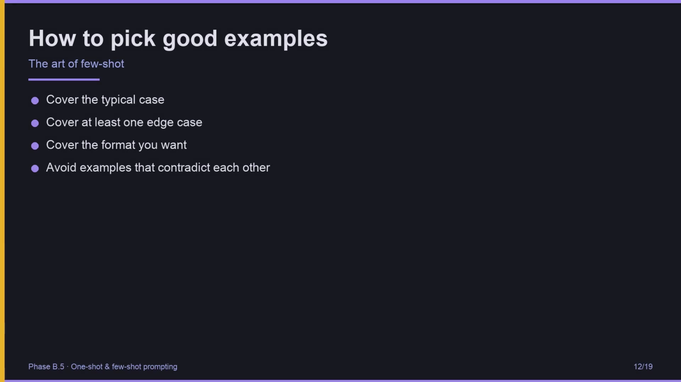How do you pick good examples? Cover the typical case, what most inputs look like. Cover at least one edge case, empty input, unusual input, ambiguous input. Cover the format you want, the exact shape of input and output. And avoid examples that contradict each other. If 2 examples show different formats for the same kind of input, the model gets confused.